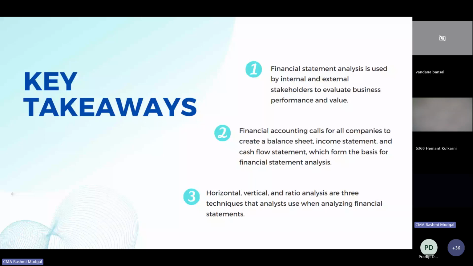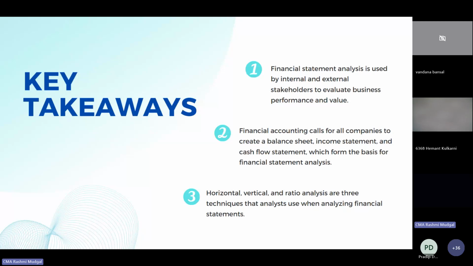What we do actually, three things we do with the financial analysis, and what is the output of the financial analysis. First, financial statement analysis is used by internal and external stakeholders to evaluate business performance and value. Okay, second, financial accounting calls for all companies to create a balance sheet, income statement, and cash flow statement, which form the basis for financial statements.